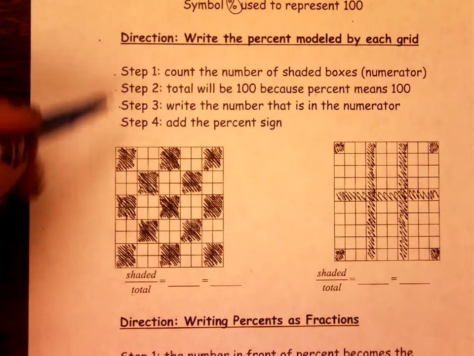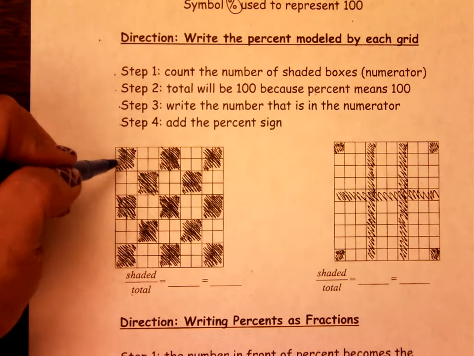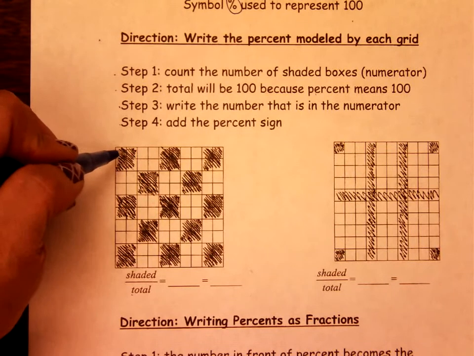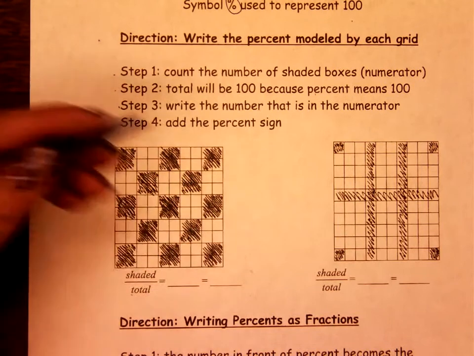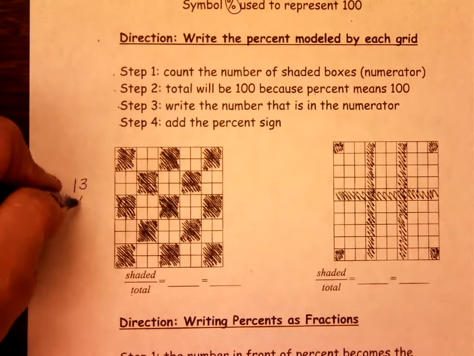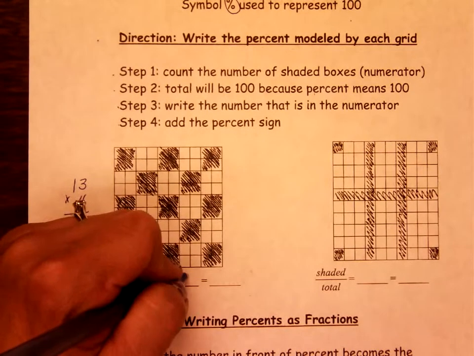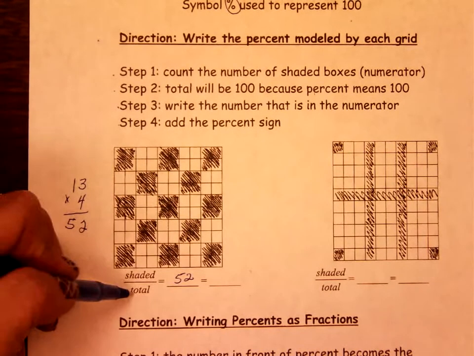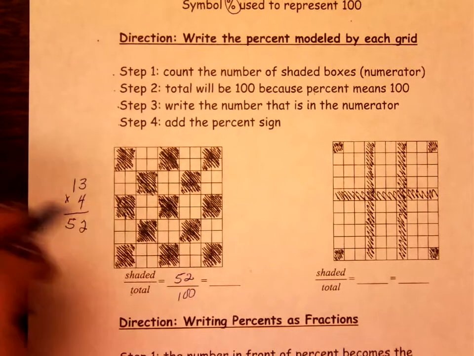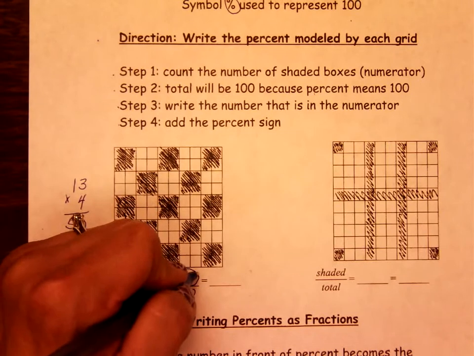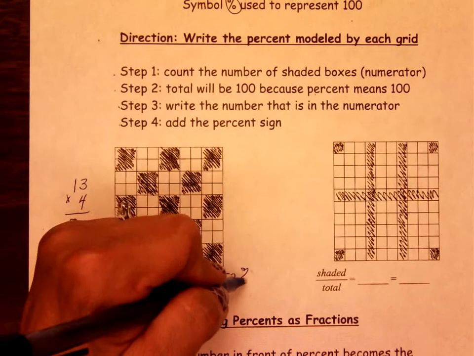Shaded over total. So you're going to count how many are shaded. What I did was I counted one. There's 4 boxes, so I know it's 4, and 1, 2, 3, 4, 5, 6, 7, 8, 9, 10, 11, 12, 13. So I did 13 times 4, and I got 52. So there's 52 shaded boxes. The total amount of boxes right here is 100. Now take the numerator, write 52, and then all you have to do is add the percent sign.